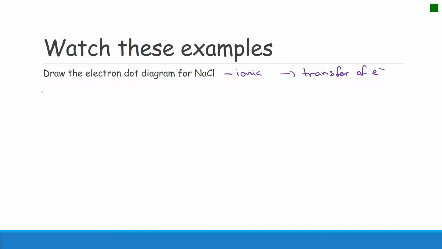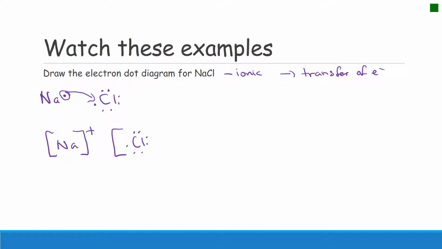Now, what I'm thinking is sodium starts with one valence electron. Chlorine, on the other hand, in group 17, has 7 valence electrons. Sodium will end up transferring its valence electron to chlorine. This will result in sodium having no valence electrons and having a charge of +1. Chlorine, on the other hand, has now gained an electron and has a complete outer shell with 8 electrons around it, and it has a -1 charge.